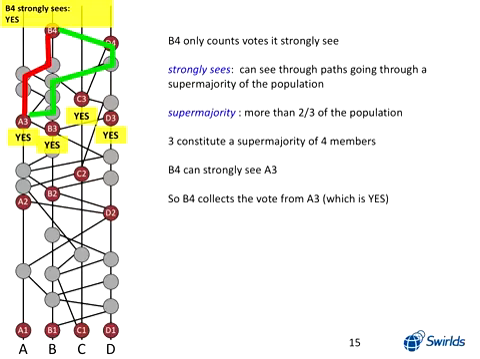Now you'll notice that B4 actually doesn't see A3 through Carol. Poor Carol is left out, but it doesn't matter because Alice, Bob, and Dave together form a supermajority. So B4 did not have to see A3 with a path that goes through Carol, and it doesn't, and that's okay.